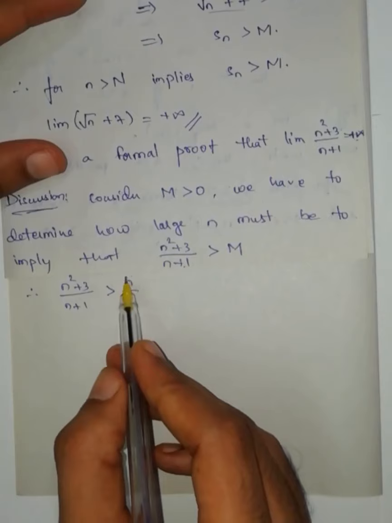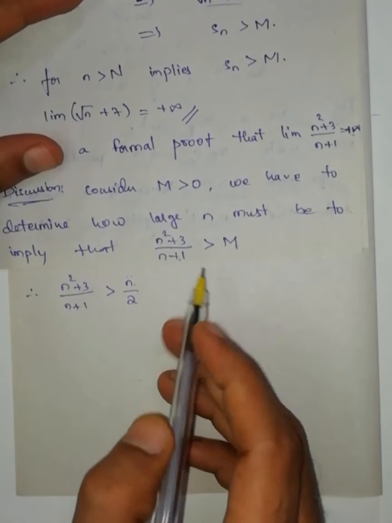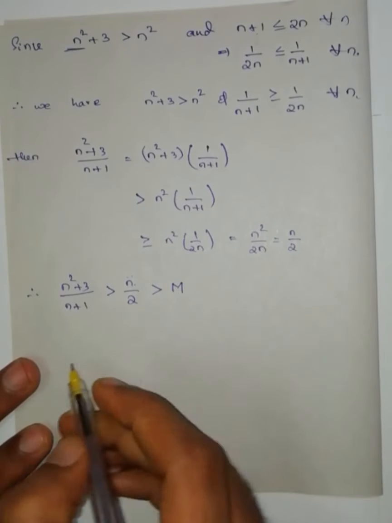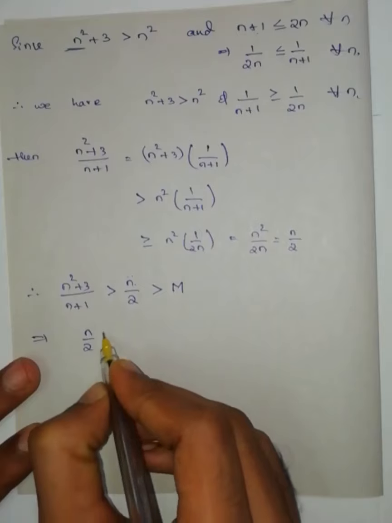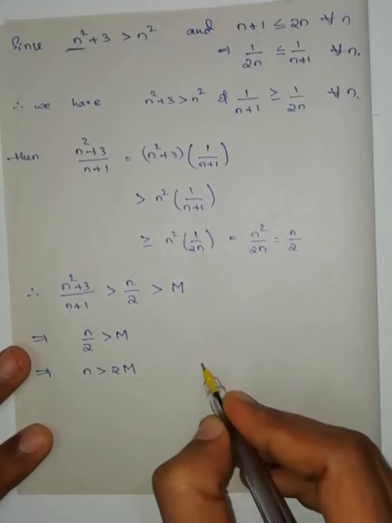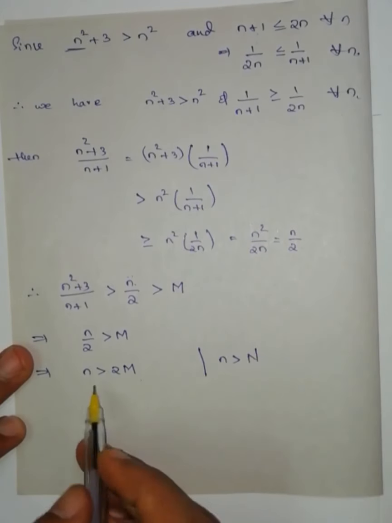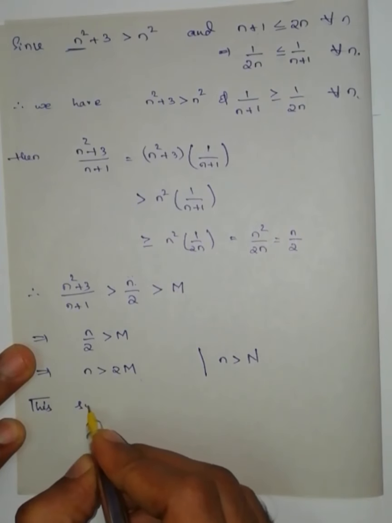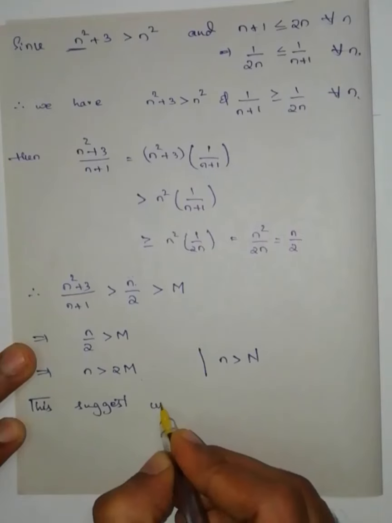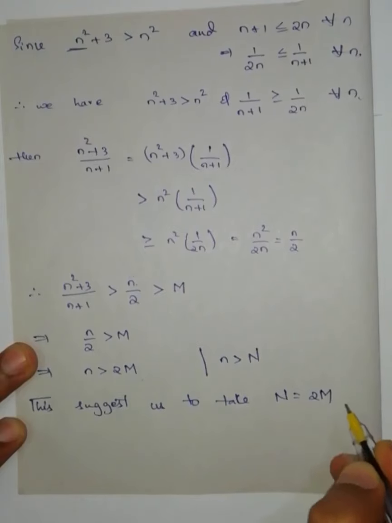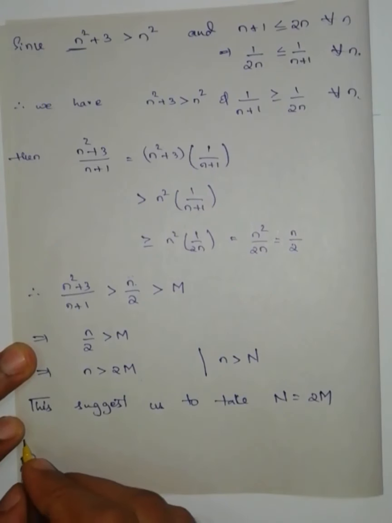Now, I got the simpler one compared to this one. Now, I will consider this one greater than capital M. This implies n/2 is greater than capital M. This implies n is greater than 2M. It is in the form of n greater than capital N. It is the simpler one. Therefore, this suggests that we take capital N equal to 2M. So now the formal proof.